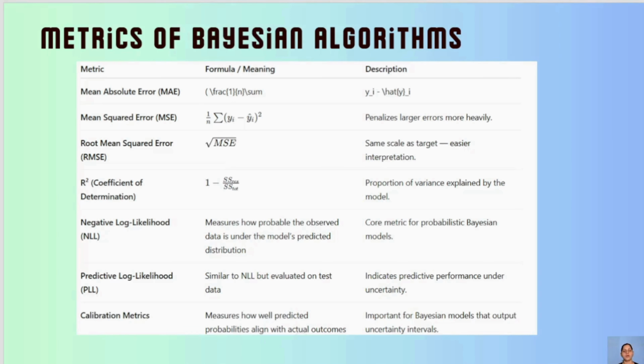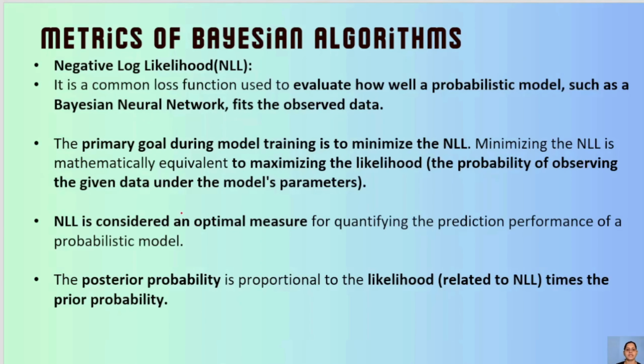Then we have one more important metric here, which is negative log likelihood, and calibration metrics. We will see exactly what negative log likelihood is. This is a core metric for your probabilistic Bayesian models, and we have calibration metrics as well for that. Let us understand the concept behind it. What exactly is negative log likelihood?